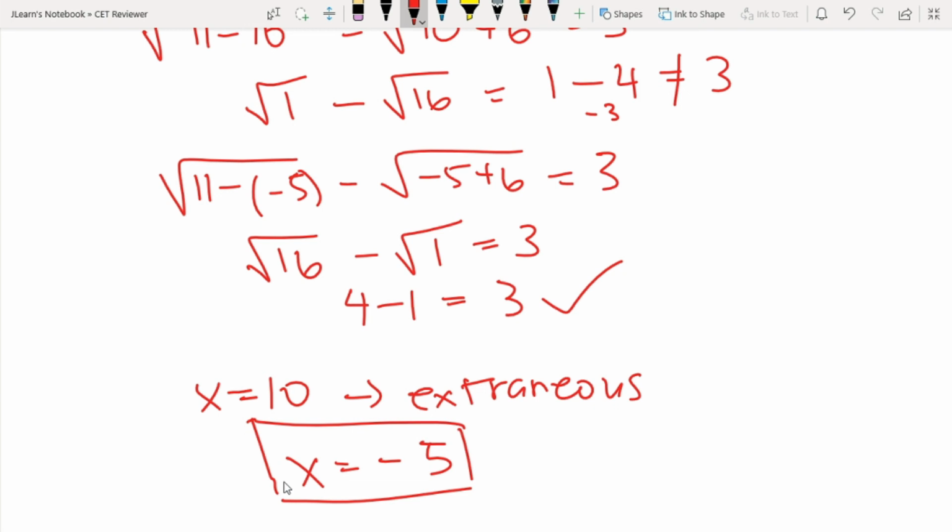Okay? So today, we have learned all about radical equations. Ano ang isang radical equation at ano ang hindi isang radical equation. Ano yung domain at paano kumuha ng domain ng isang radical equation. And paano tayo mag-solve ng mga radical equations.